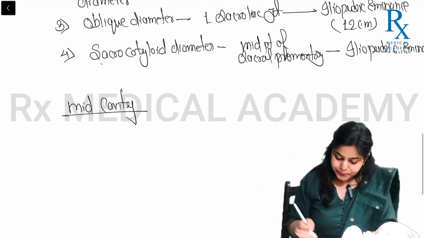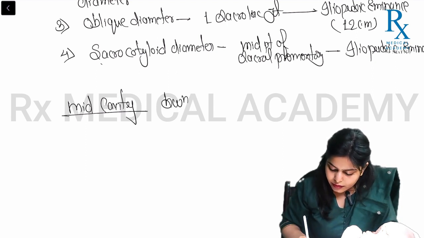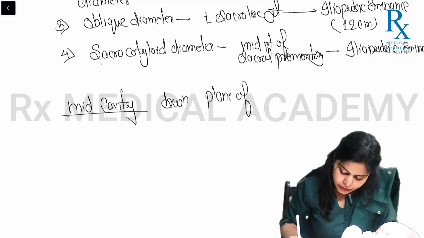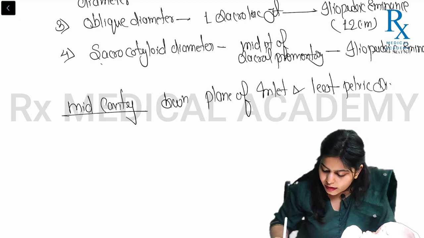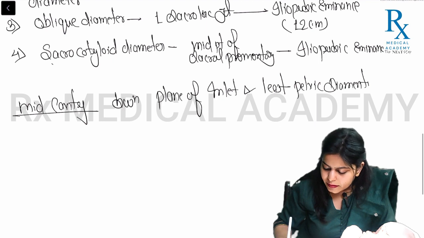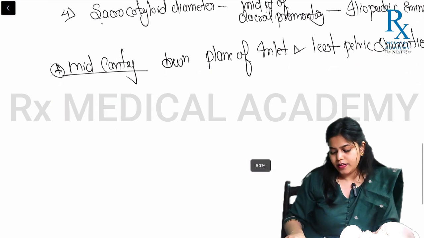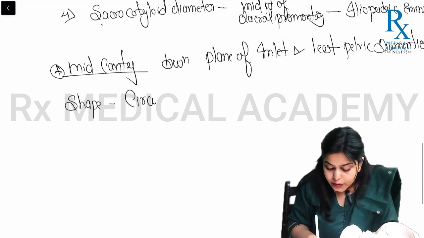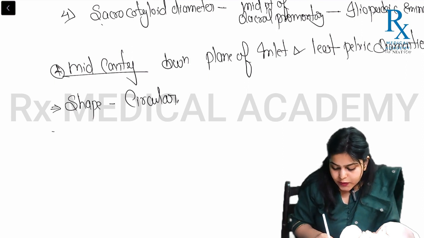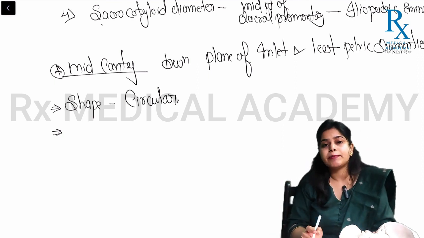Okay, so mid cavity is between plane of inlet and least pelvic dimension. Its shape is circular. So let's talk about plane of mid pelvic cavity. It is known as plane of greatest pelvic dimension.